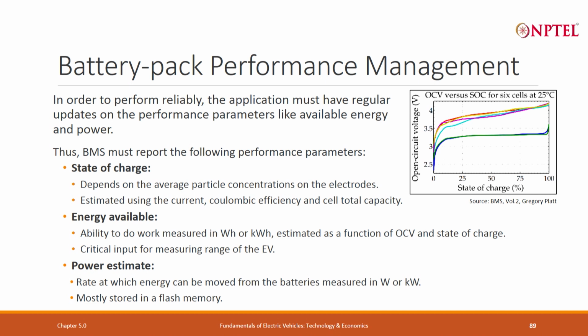Then power estimate. How much power can the motor take from the battery? It may require 1C discharge or 2C discharge, or if it is required beyond 1C discharge, for how much time, or for 2C discharge how much time. So when I add how much time, that becomes energy. When I say instantly, then it becomes power.